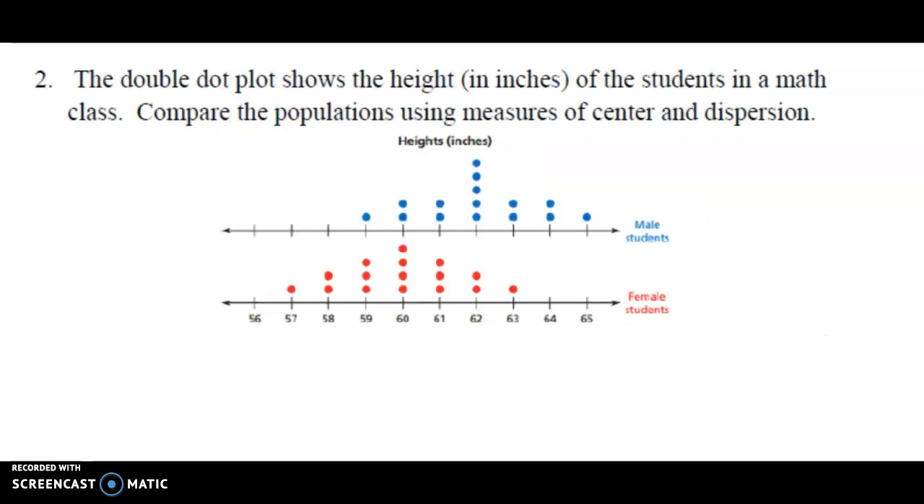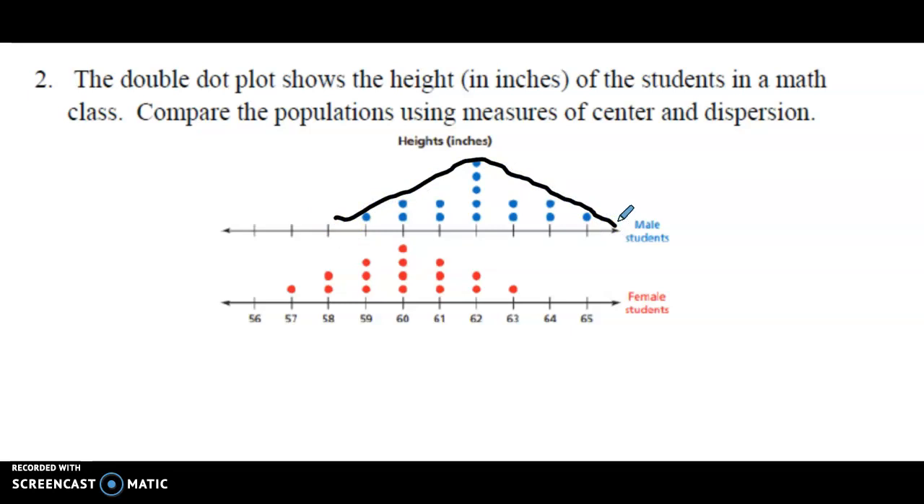All right, number 2. The dot plot shows the height in inches of students in a math class. We're going to compare the populations using measure of center and measure of dispersion. So first thing we have to figure out is, are these measures symmetric or are they skewed? And if I look at this, you can see this big peak here, and then it goes down to the left, and it also goes down to the right, and it actually appears to be the same. I'm going to draw it so you guys can see it. That is a symmetric data set.